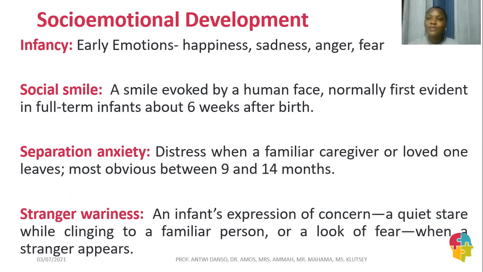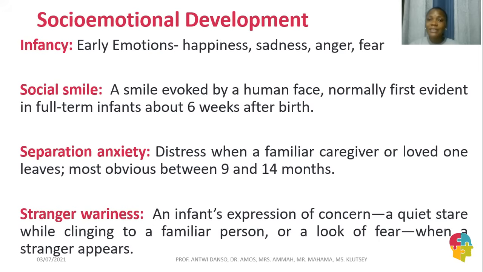In infancy, children experience emotions like the way adults also have emotions. So by the time the child is born, the child is able to express early emotions. They express emotions like happiness, sadness, anger, and fear. And so usually when the child is happy, you see them smiling, laughing, clapping their hands. When they are sad or they are in pain, they cry. When they are angry or they are frightened, they shiver. Or sometimes they open their eyes wide in amazement. These are some of the early emotions that children experience.